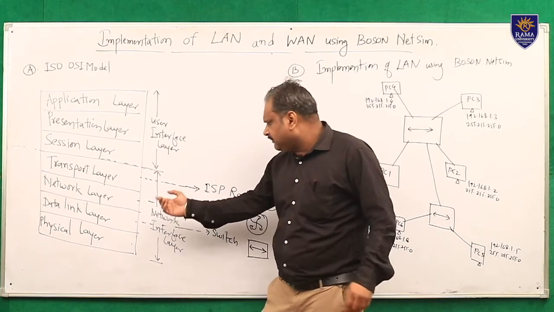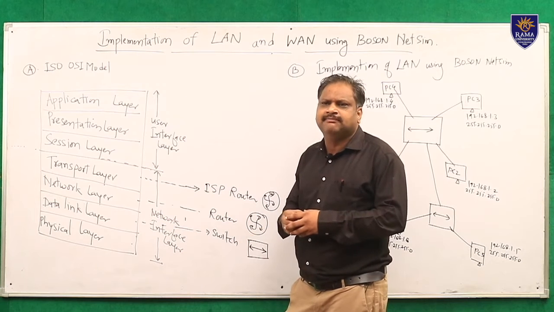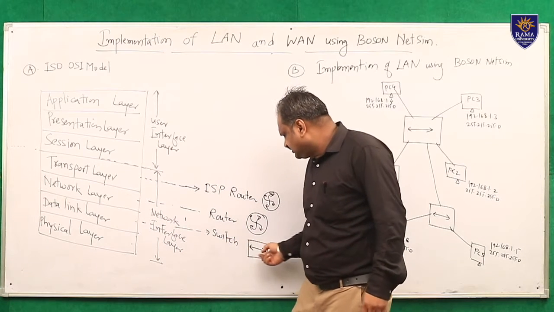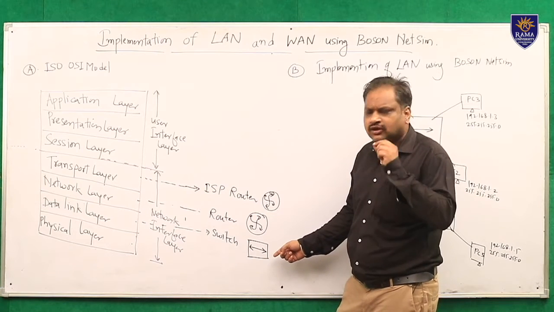Then, still in the data link layer, we have a device known as a switch, which we use in implementing a LAN. So this is a symbolic diagram of the switch which we are implementing in Boson Net Sim.